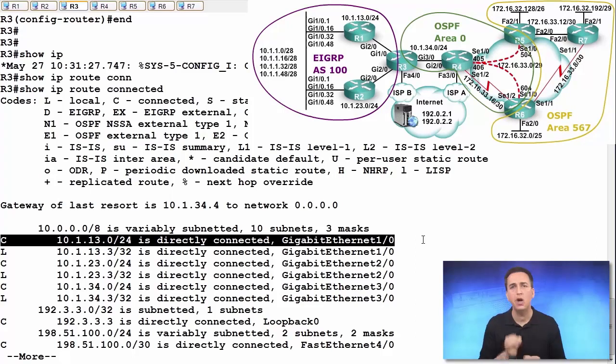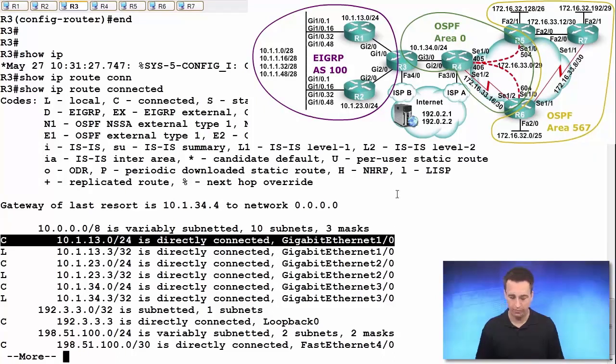So why did R3 include that in the redistribution process with IPv4? Because the interface is participating in the EIGRP process. So not only does R3 redistribute the EIGRP routes, it's also redistributing the directly connected routes that are part of interfaces participating in that EIGRP process. So this happens by default.